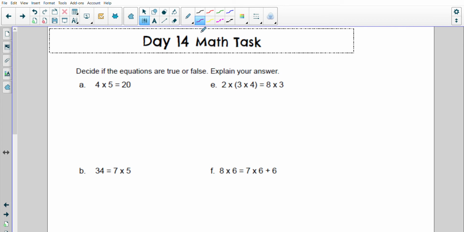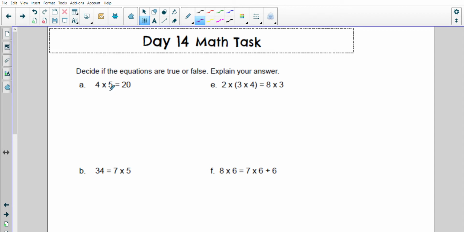All right, boys and girls, Miss Nichols back to take a look at the day 14 math task. This one has a lot of different steps in it, so we're going to take it slow, answer each and every single one. My directions say decide if the equations are true or false, explain your answer, and we're going to go through and show our math for each one to figure it out.